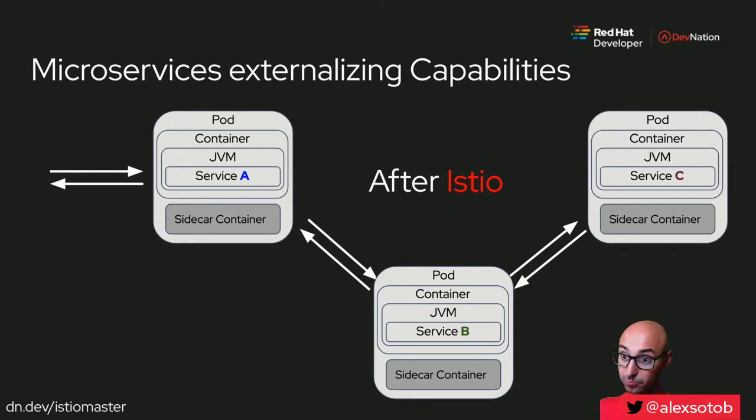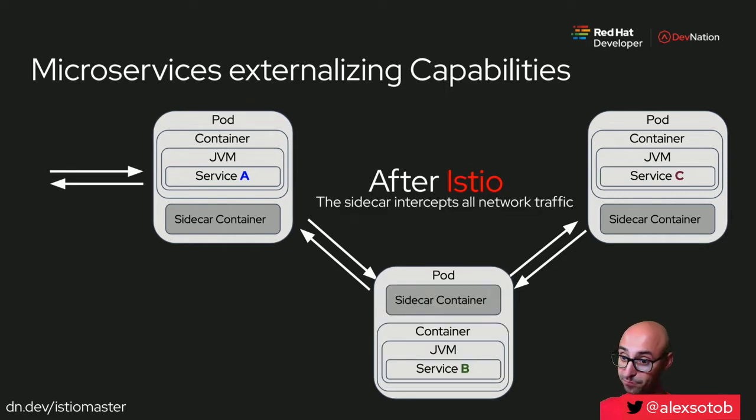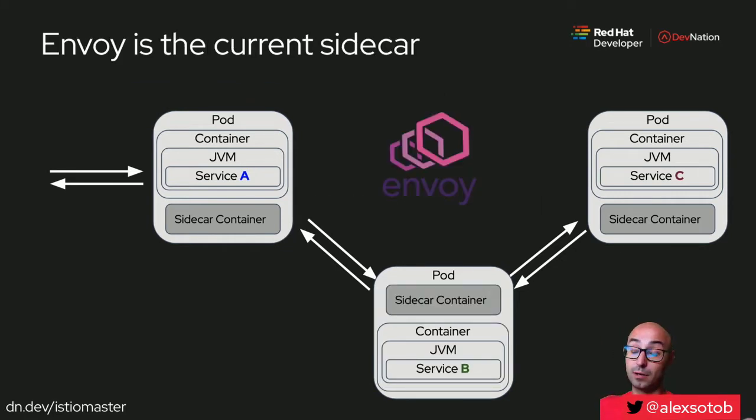Now, when we start using Istio, service A communicates with the sidecar container. This sidecar container of service A communicates with the sidecar container of service B, and the sidecar container of service B communicates with service B, the real service. So you can think of this sidecar container as just an interceptor of traffic. It intercepts the traffic and communicates. If you want to know what is inside this sidecar container, it is an Envoy proxy.